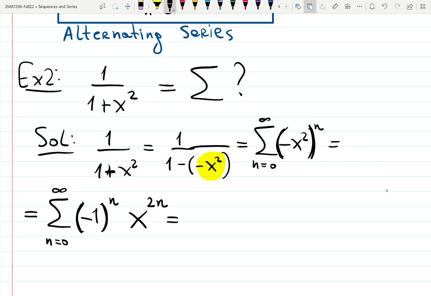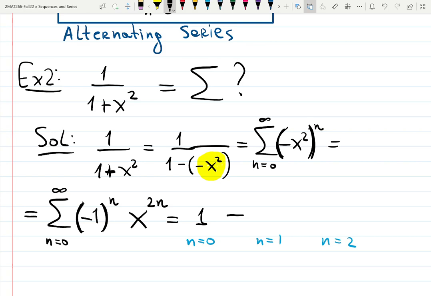When n is 0, what is my first term? When n is 0, then when n is 1, then when n is 2. What is my first term when n is 0? 1. Let's check. Minus 1 to the 0 is 1. X to the 0 is 1. Amazing. The next one, n is 1, gives you what? Minus, because minus 1 to 1 is minus. So we know it's alternating. If the first one is positive, the other one will be negative.